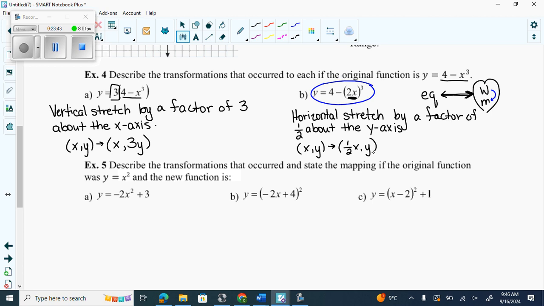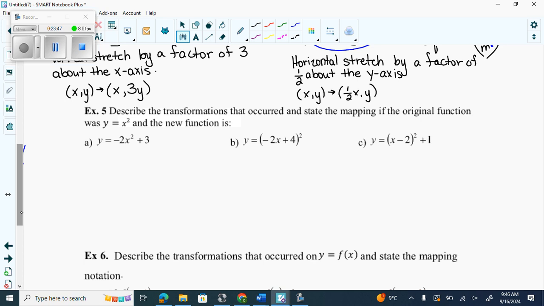All right, let's try again. This one here says, describe the transformations that occurred and state the mapping if the original function was x squared. Now it's going to get complicated. Lots of stuff going on. So this is the x. If people are like, I don't know if the -2 is with the x or not: if the -2 were with the x, it would have to be in brackets, correct? It's not in brackets, so the -2 is not with the x. So what happened to my x here? Absolutely nothing.